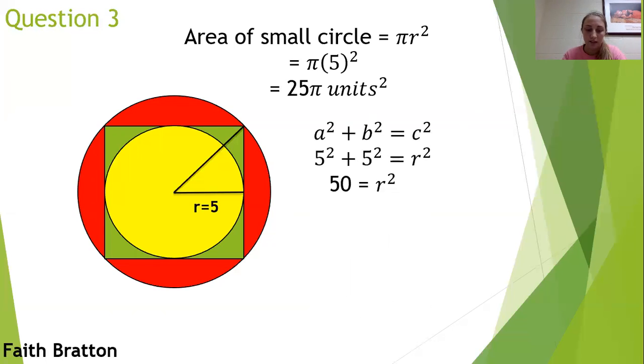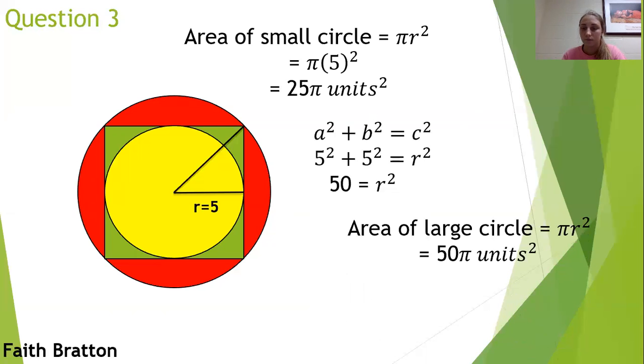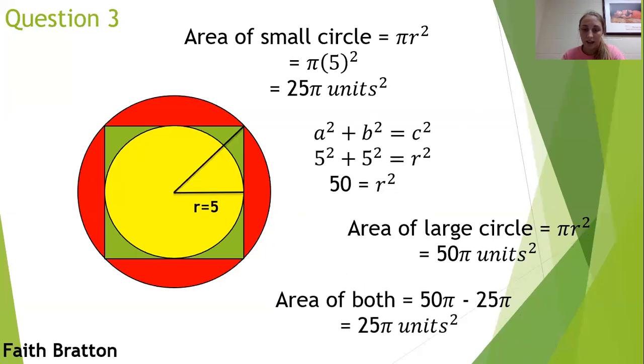Okay, so now we subtract. Since we found the radius of the large circle, substitute 50 for R squared into the area formula we used earlier. Subtract the area of the smaller circle from the area of the larger circle to find the area of the region between the circles. We got 50 pi units squared for the large circle, and so the area of the region is 50 pi minus 25 pi, which gives us 25 pi units squared.